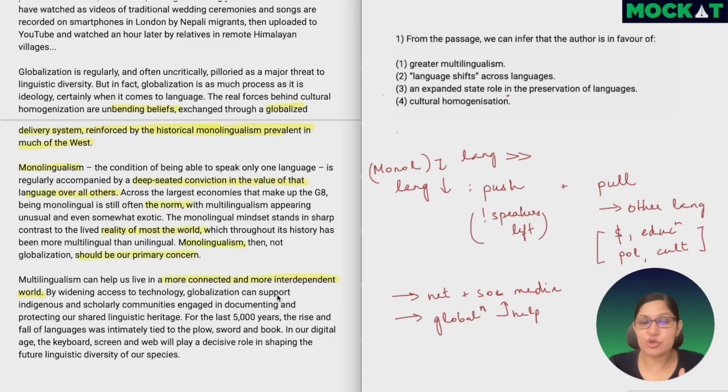So plough, we usually spell it as PLOUGH. It is basically a farming implement, right? So farming, sword, again, fighting, and the book. All of these have led to economic benefit or economic development. Once we had farming, we had more food.